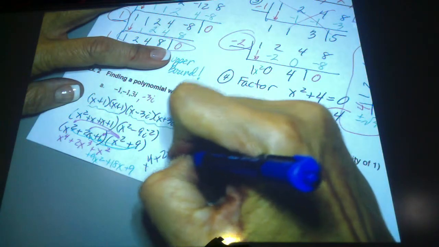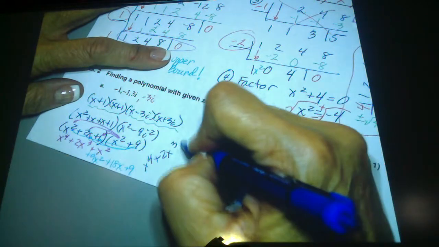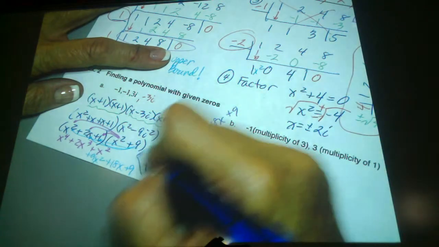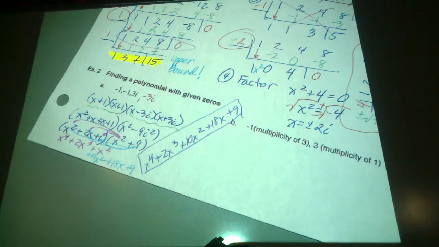So now I've run out of room, so I'm going to collect like terms. I've got an x to the 4th plus 2x cubed. 1x squared plus 9x squared is a positive 10x squared, plus 18x plus 9. With 4 zeros, didn't we get a polynomial to the degree of 4? And you're kind of looking at that as a check. Are you okay with that?